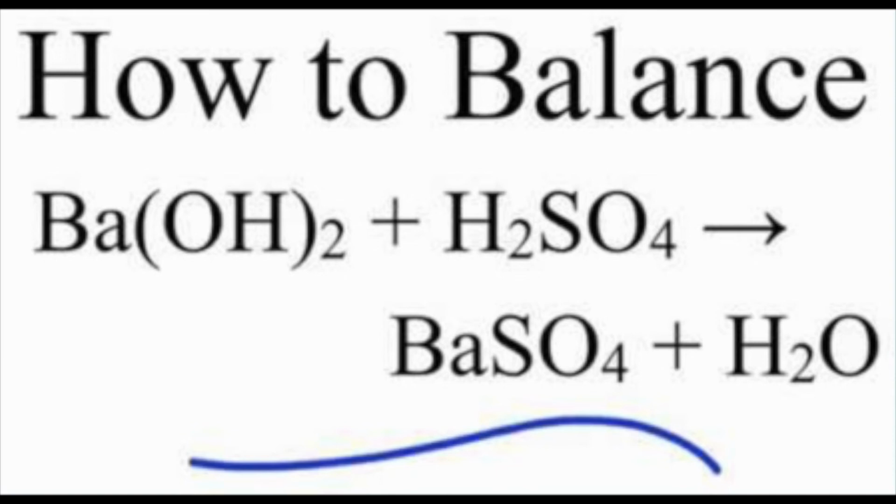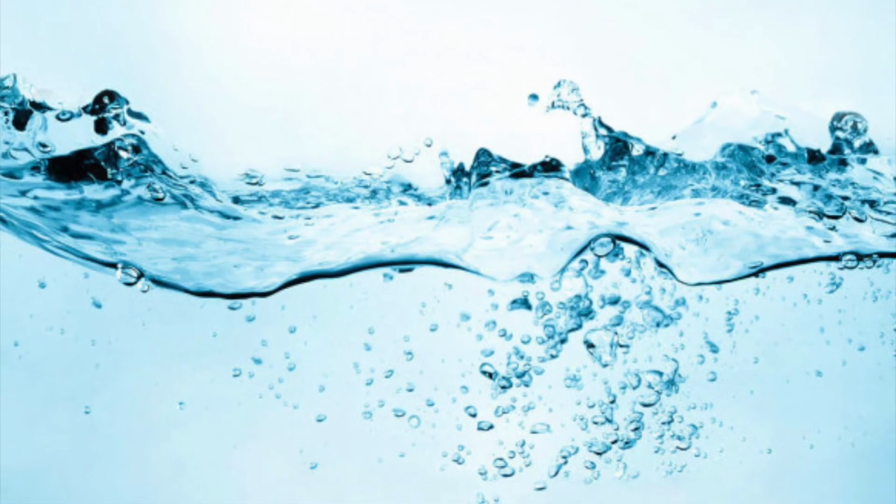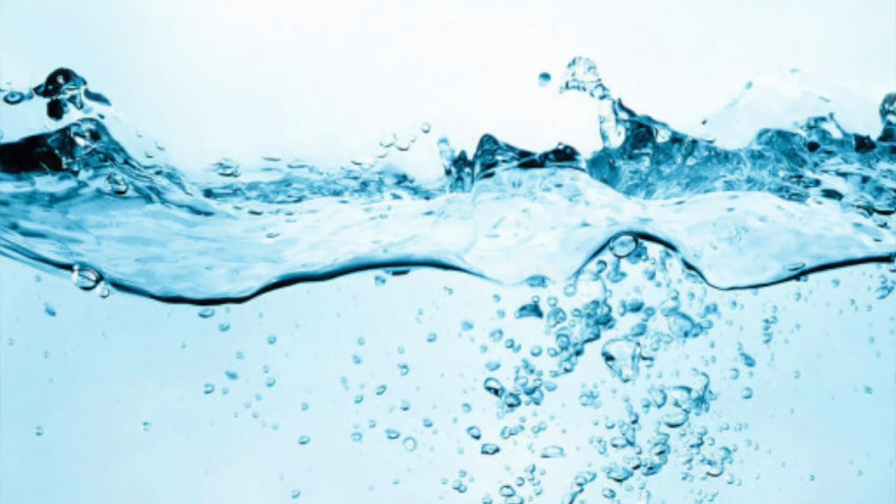Ba(OH)2 plus H2SO4. Then, since this is a double replacement reaction, ions from both compounds switch places to form BaSO4 plus H2O. To balance the equation, you add a coefficient of 2 to hydrogen to balance each side. In everyday life, this double replacement reaction allows you to filter the water you drink.